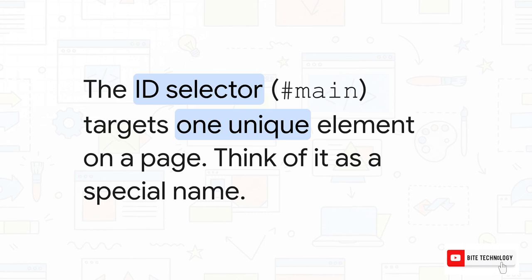You should only ever have one element with the ID of main. Think of it like a person's name versus a category. An ID is for one very specific, one-of-a-kind thing.